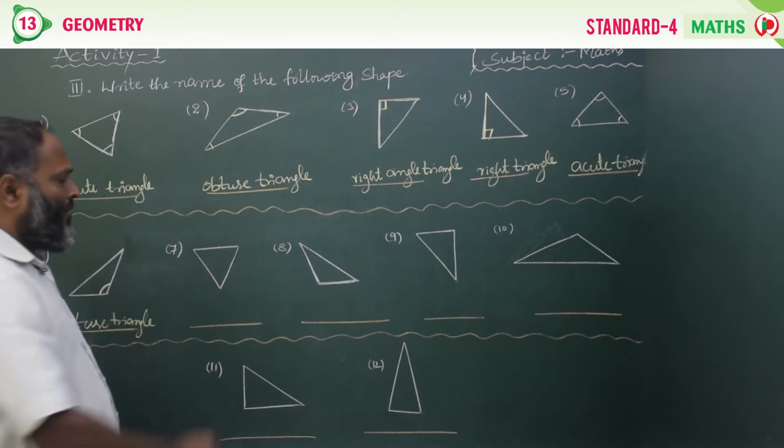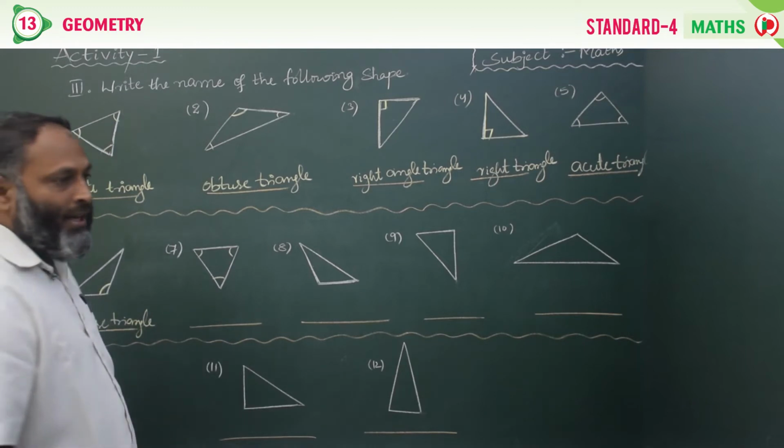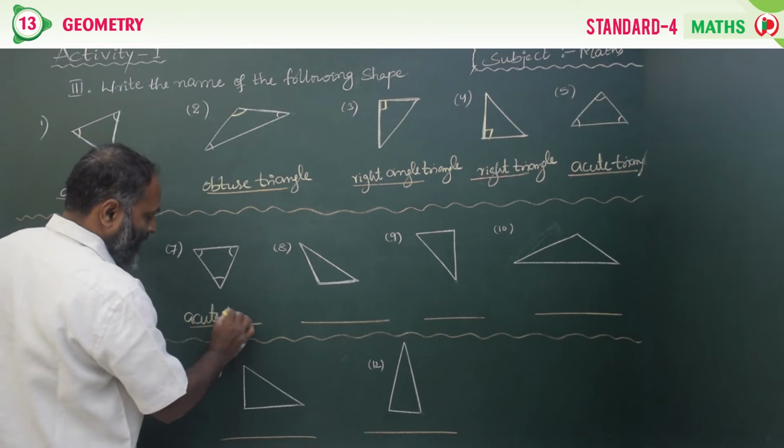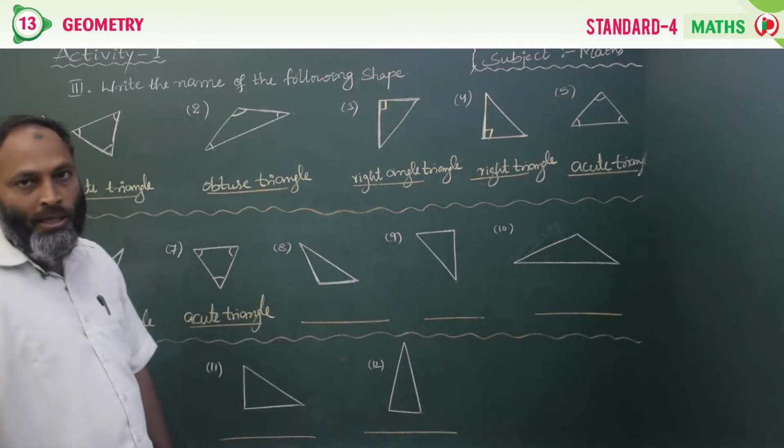In the next one, all the three angles are less than 90 degrees. If all the three angles are less than 90 degrees, then it is an acute triangle.